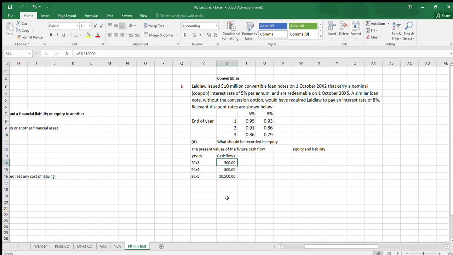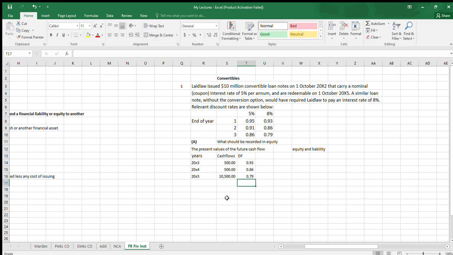So in year 1, there's an interest of 500. In year 2, there's an interest of 500. But in year 3, that the loan is coming to an end, you are not going to give me 500. You are going to give me my money plus the interest. So that's why we have our 10,500. So always the first years are the interest, and the last year is the interest plus the par value of the loan. Are you getting me? So that's the cash flow. Then we have our discount factors or our discount rate. So we have our 0.93, 0.86, 0.79.